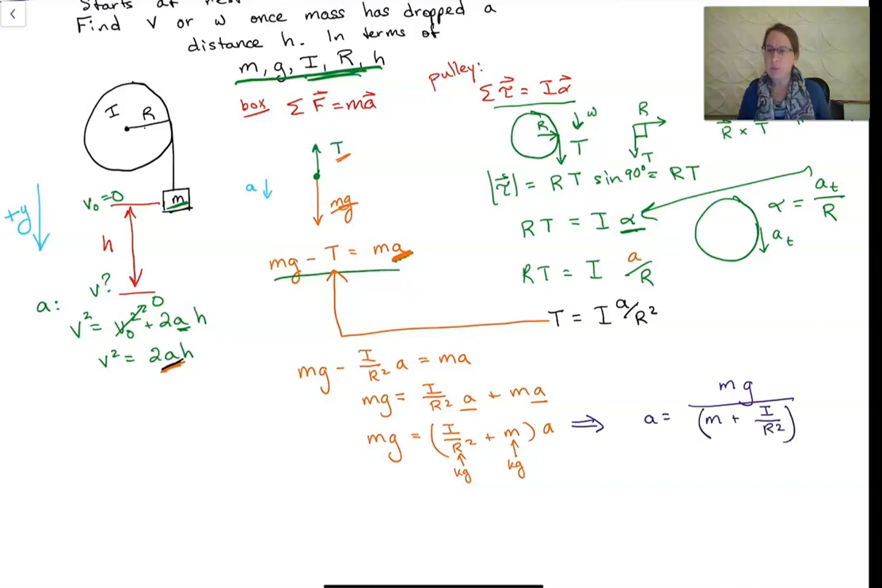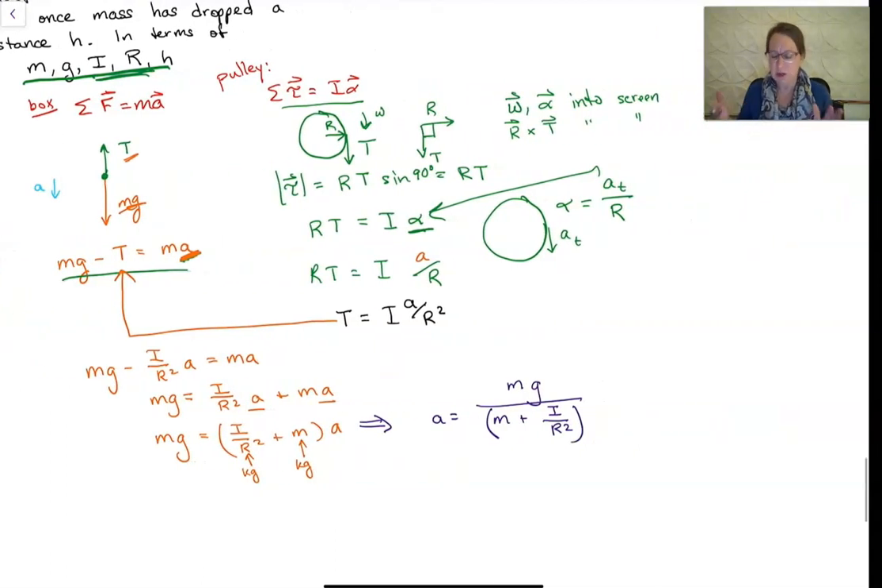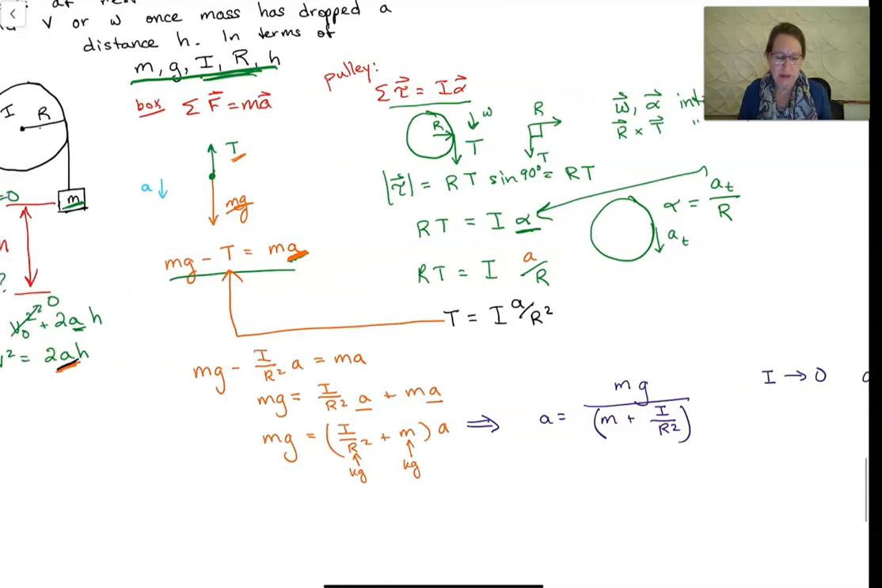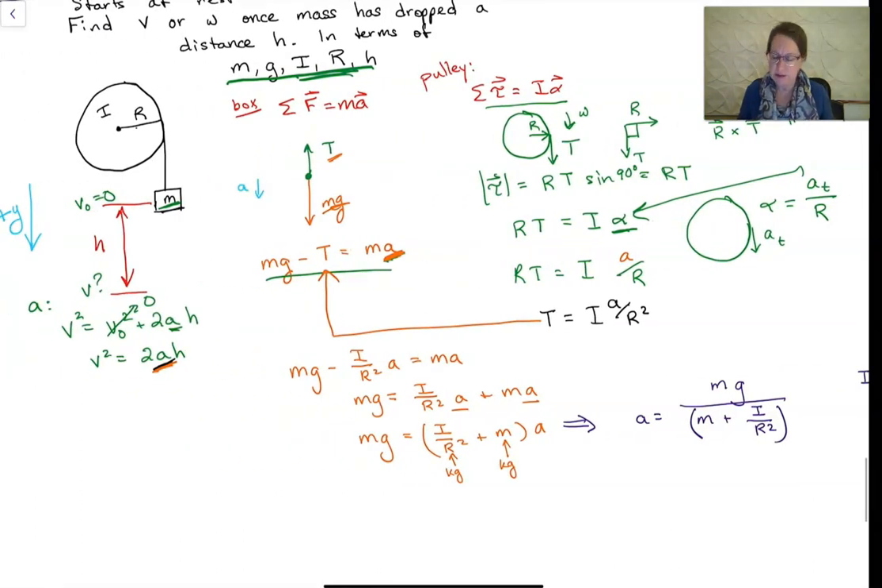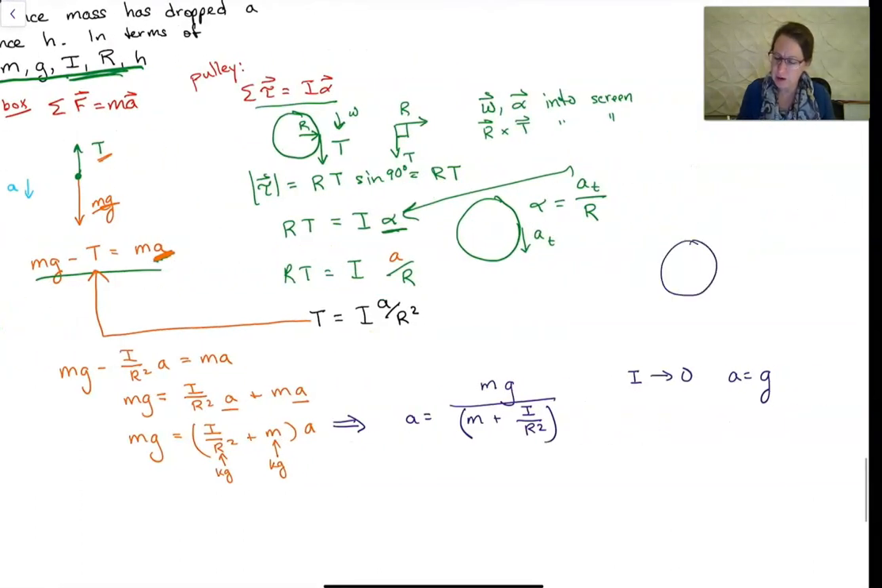Okay, it's hard to make heads or tails out of this, but I want to point out a couple of things. This is like a checking your answer kind of thing. If your moment of inertia is going to 0, in other words, the disk doesn't have much mass, or we ignore it, like we've done before in previous situations, then notice that your A is just equal to g. And so if we look at this setup, I'll just redraw it over here.